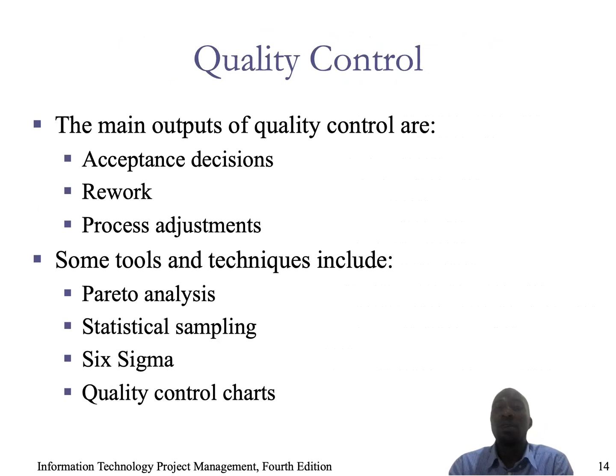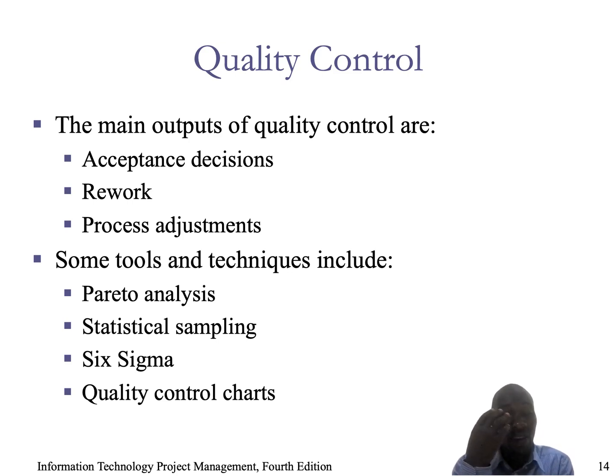Then number 3, which is a step that you need to perform when managing the quality of our projects. We said we do quality planning, quality assurance, and now quality control. The main outputs of quality control are acceptance decisions, rework, and process adjustments. The tools and techniques include Pareto analysis, statistical sampling, even Six Sigma, and quality control charts.